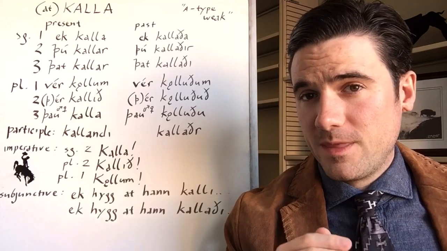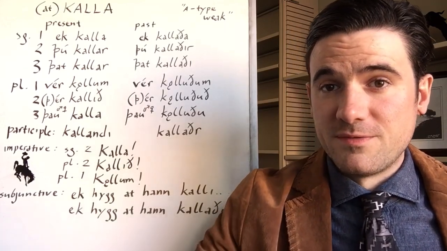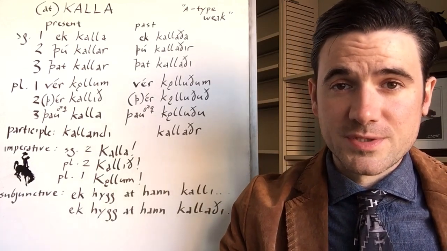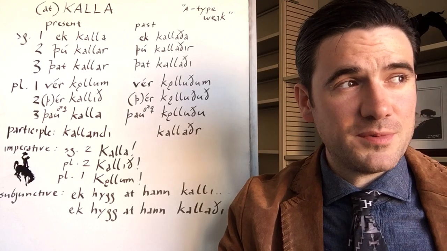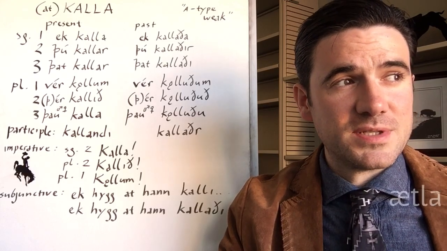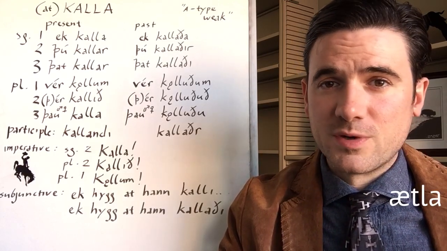All right. So A-type weak verbs are actually probably the very easiest in the entire language. If you look up a verb and it's an A-type weak verb, like ætla, to intend, it is going to work just like this.